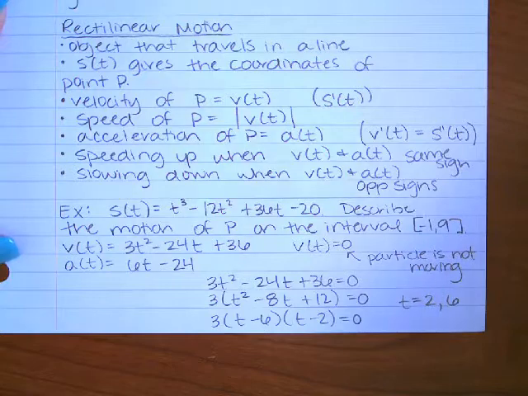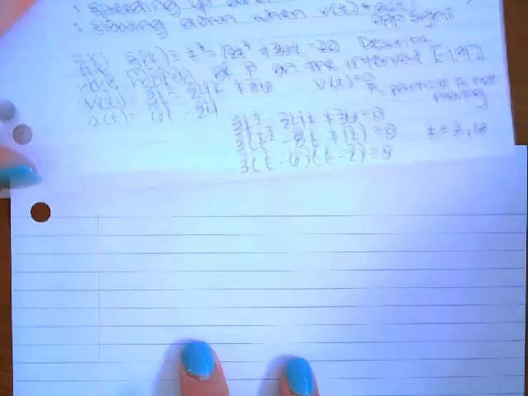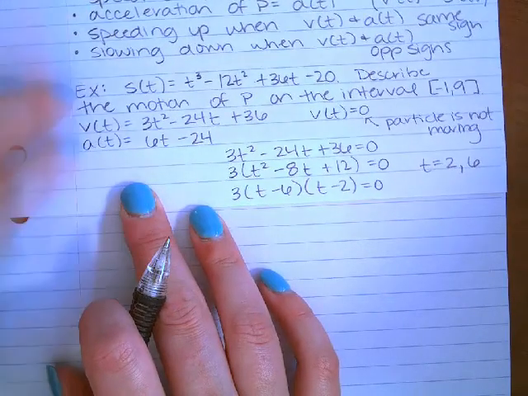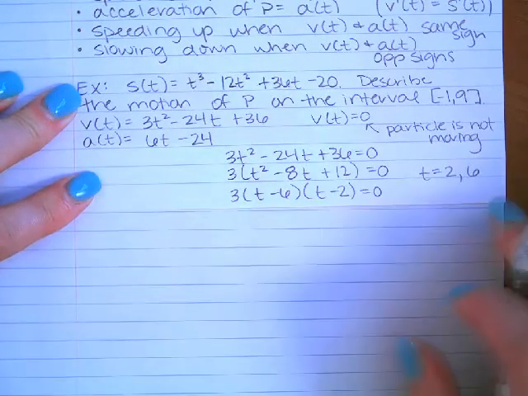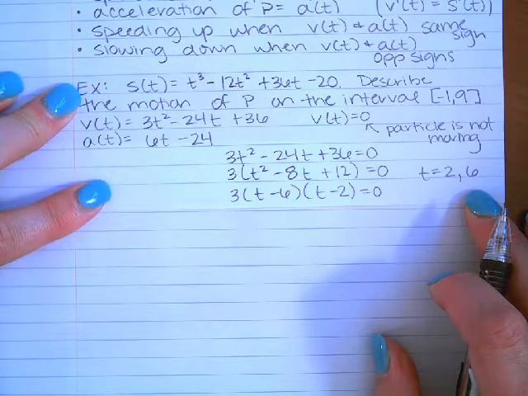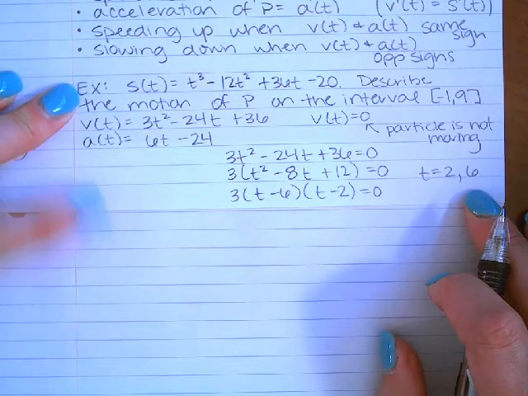All right, now what we're going to do next is we are going to set up a sign chart because we want to see where the velocity is positive. That's going to be where the particle is moving to the right, or moving up, and down, or to the left if it's negative. Now, I didn't put this in the instructions. Typically, they describe these particles as moving on the x-axis, so they would typically be moving left to right.